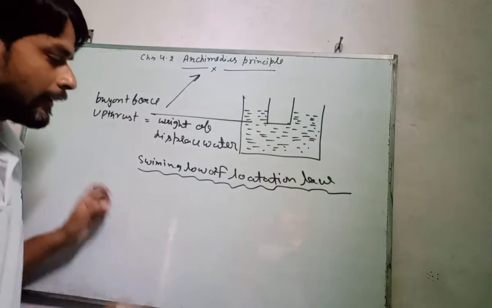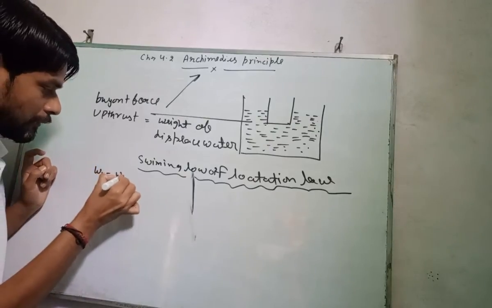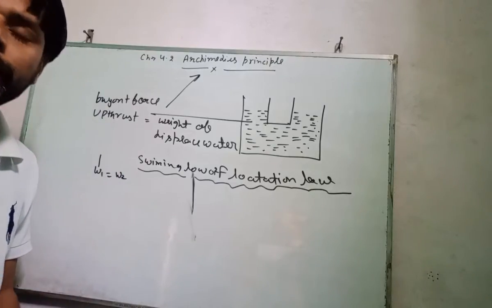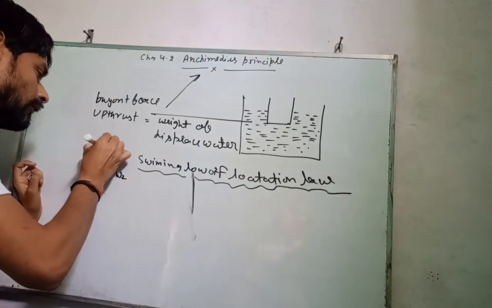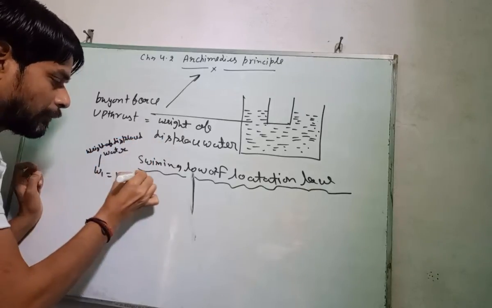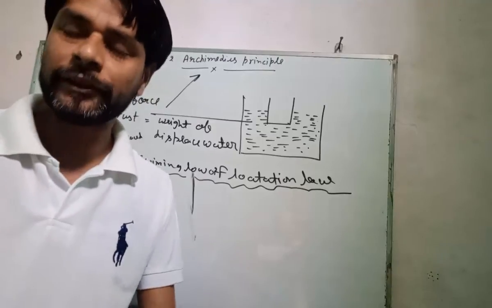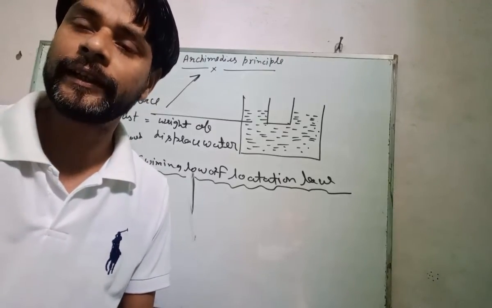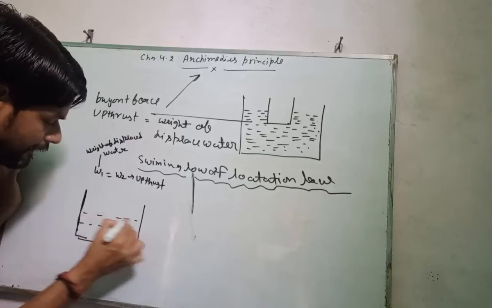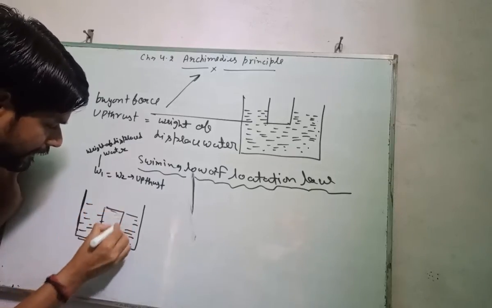First condition: W1 is equal to W2. W1 is the weight of the object, and W2 is the weight of the displaced water, the upward force, the upthrust. When the upthrust is equal to the weight of displaced water, then the object remains constant in the surface of water, like this.